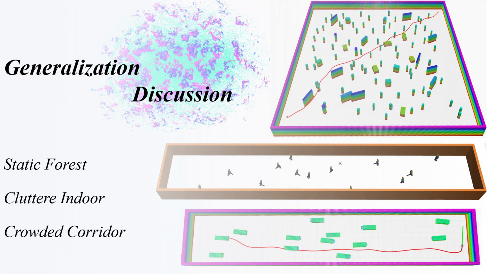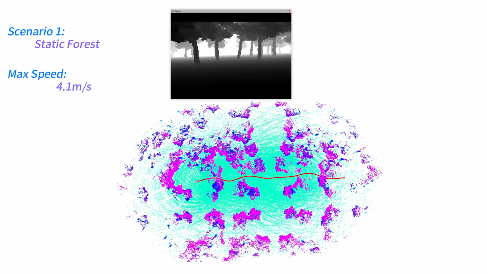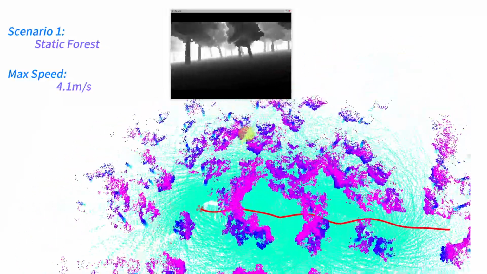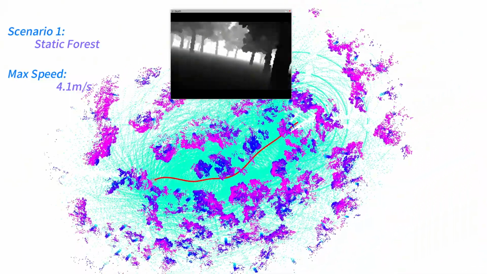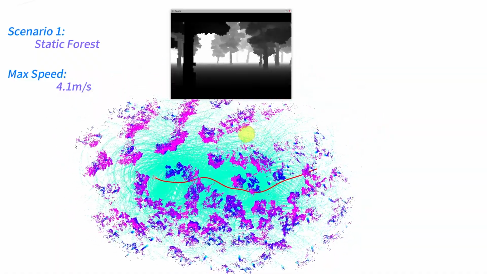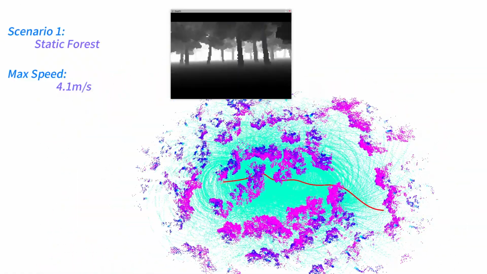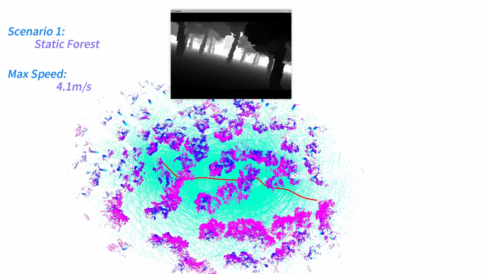Generalization discussion. To validate the generalization capabilities, we conduct flight tests in static forest, cluttered indoor, and crowded corridor scenarios. The results demonstrate favorable generalization capabilities across diverse environments without requiring any scenario-specific training or parameter fine-tuning.